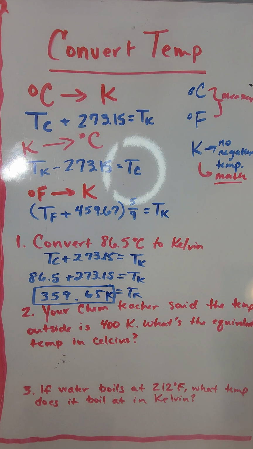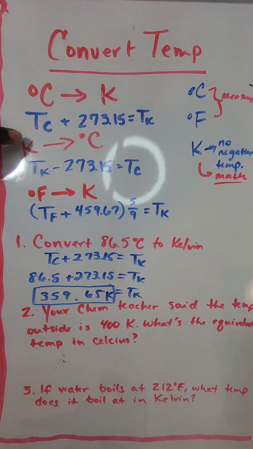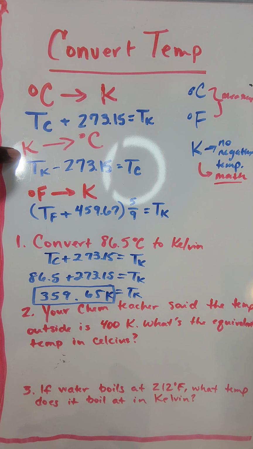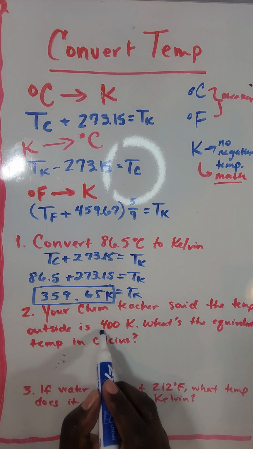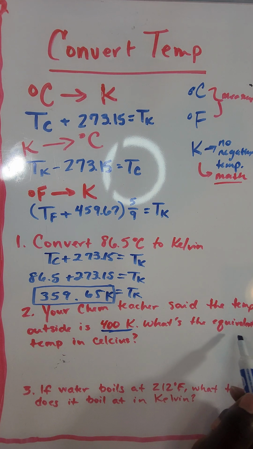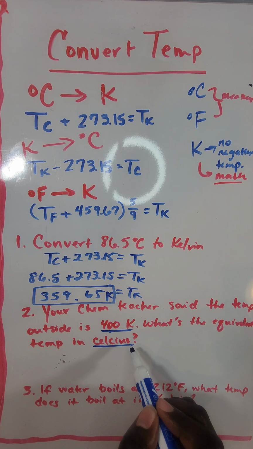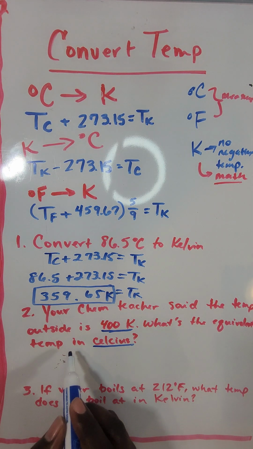All right, so on the next problem, our next formula says we're going to take Kelvin and convert it back to Celsius. If going from Celsius to Kelvin we add 273 to the Celsius, then going the opposite way we do the opposite operation. Since we're going from Kelvin to Celsius, instead of adding, we're going to subtract. This one says your chem teacher said the temp outside is 400 K. That's important. What is the equivalent temperature in Celsius? This one gives us Kelvin and wants us to convert to Celsius, so this is the formula we're going to use.